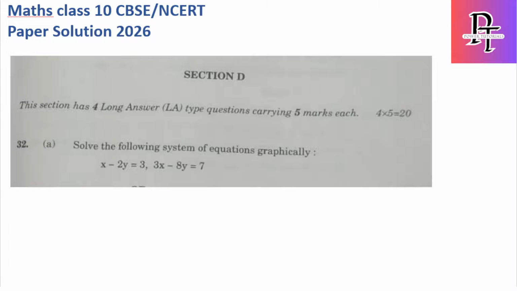ठीक है, तो अभी मैं सेक्शन डी का क्वेश्चन सॉल्व कर रहा हूँ। तो लेट्स सी द फर्स्ट वन, विच इज़ 32A. सो सॉल्व द फॉलोइंग सिस्टम ऑफ इक्वेशंस ग्राफिकली.